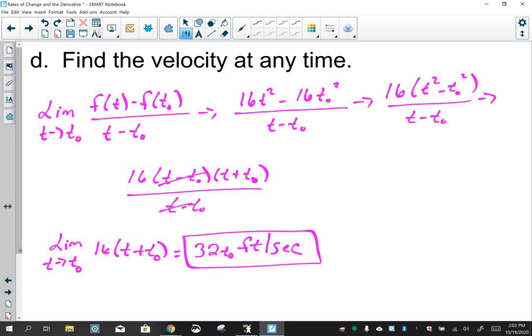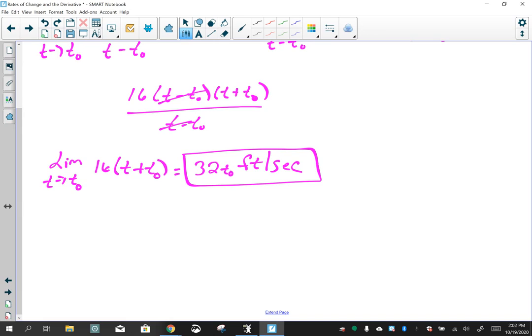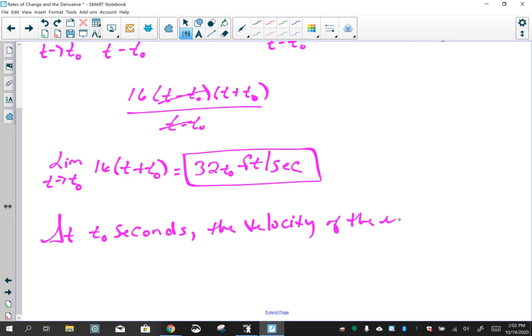So, in words, because you got to get used to using your words, at t sub 0 seconds. So basically, you can put any time in there within that boundary that you want. The velocity of the rock is 32 t sub 0 feet per second.